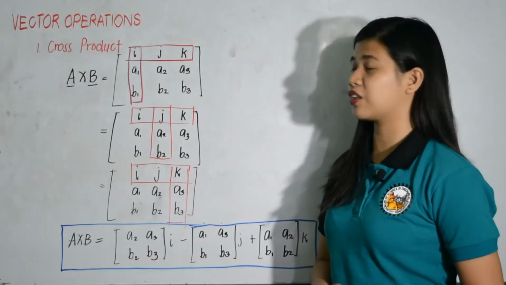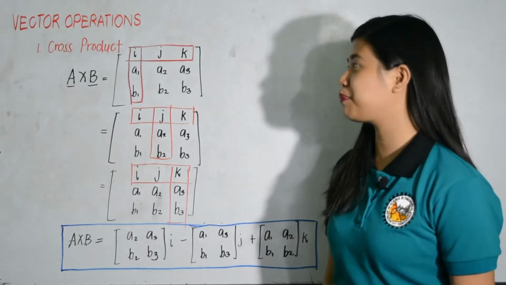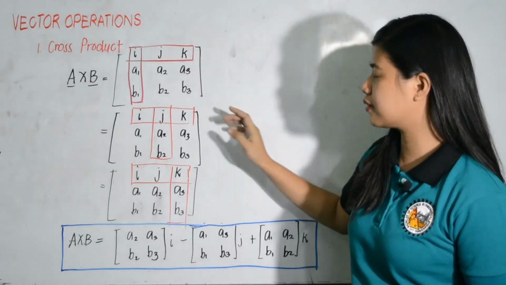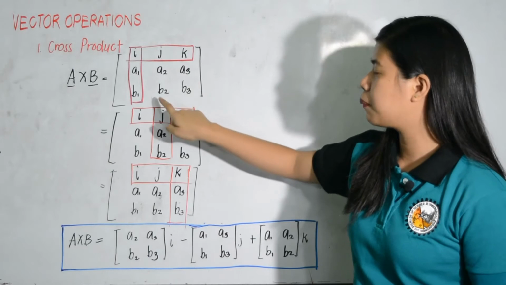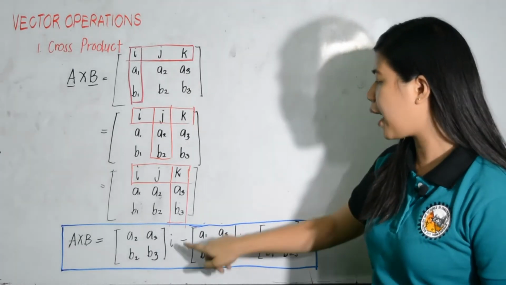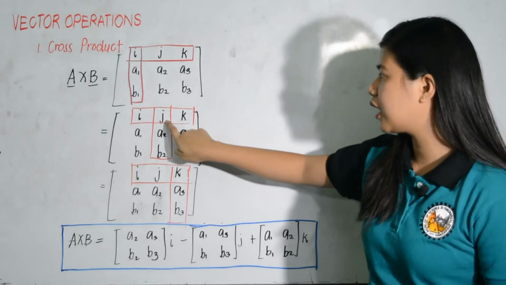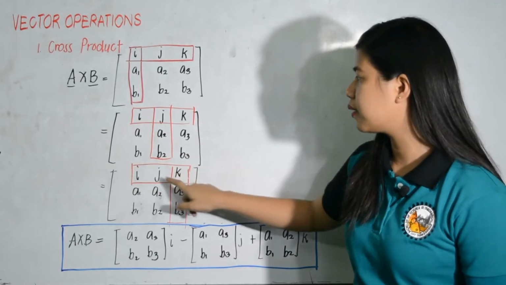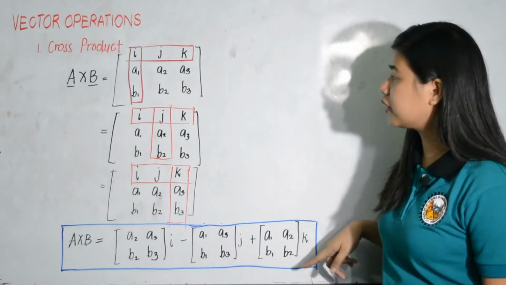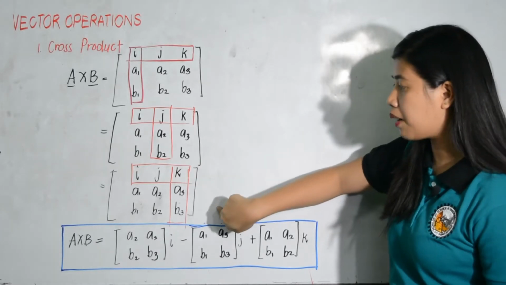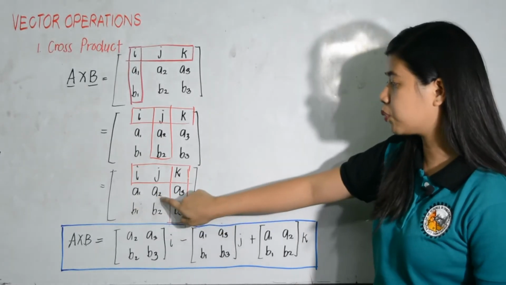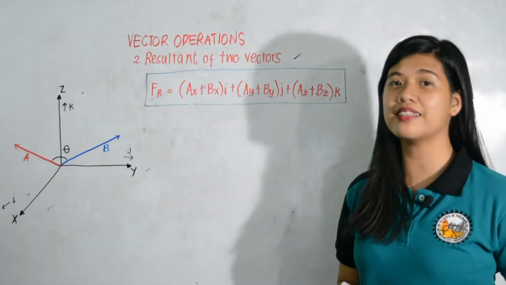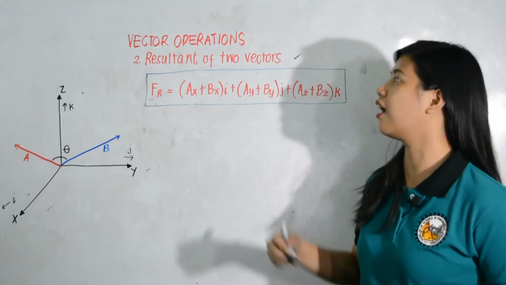For the vector operation cross product, just simply multiply the pivot to the remaining matrix. So we have the pivot i times the a sub 2, a sub 3, b sub 2, and then the b sub 3, minus the pivot j, then times the a sub 1, a sub 3, b sub 1, b sub 3, plus pivot k times the matrix of a sub 1, a sub 2, b sub 1, and then the b sub 2.